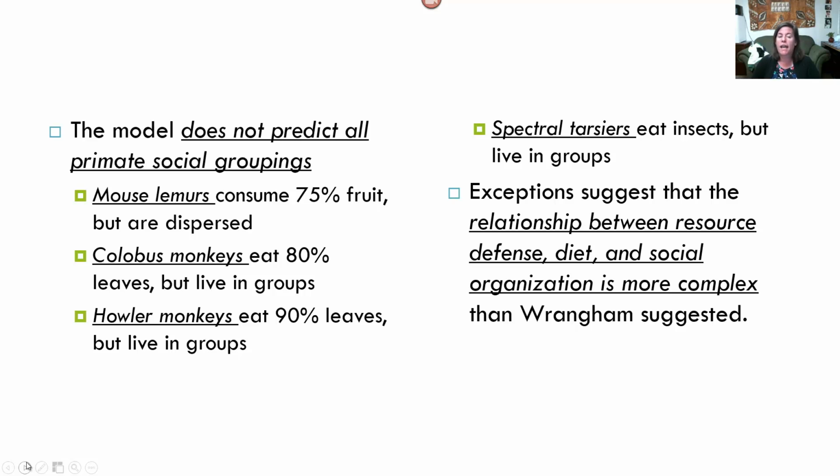Colobus monkeys eat 80% leaves. They're not eating fruit, but they still live in groups. Howler monkeys eat 90% leaves, but they too still live in groups. Spectral tarsiers eat insects, but they live in groups. These exceptions suggest that the relationship between resource defense, diet, and social organization is much more complex than Wrangham initially suggested.